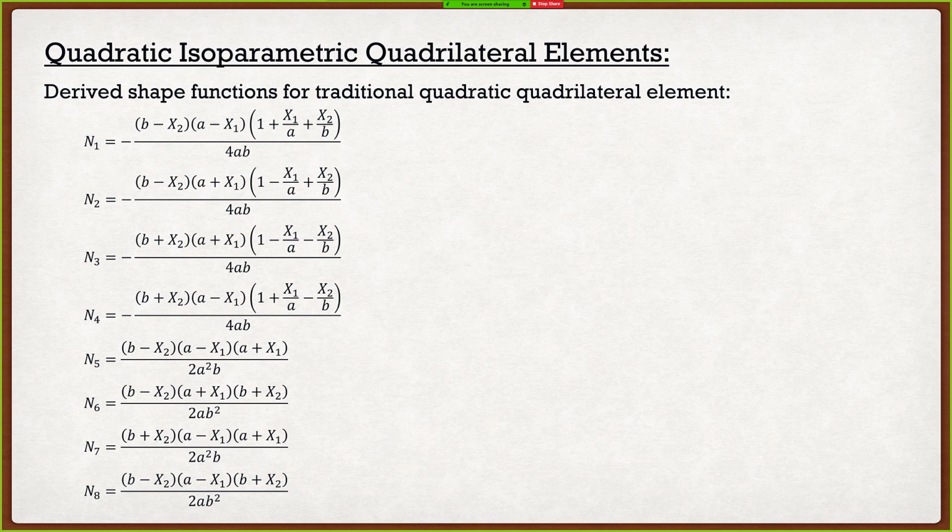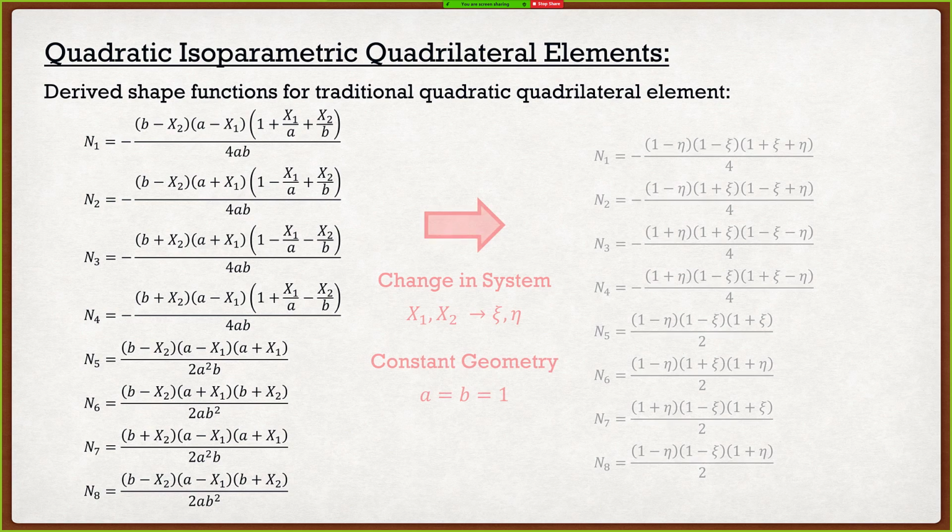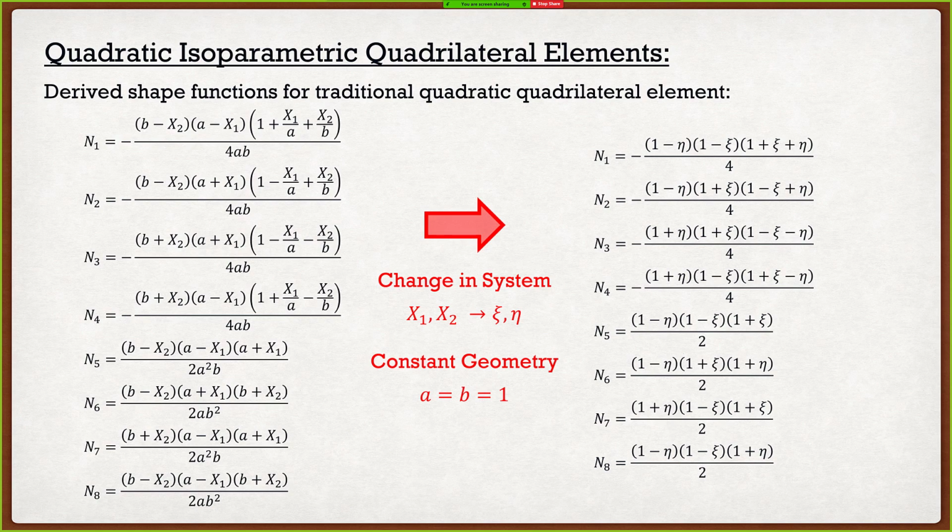We said before that our shape functions for a quadrilateral element were given as follows. But that was for a rectangle with a base of 2a and a height of 2b. What's nice in our natural coordinate system is that a is equal to 1 and b is equal to 1. So all I need to do is substitute that in, as well as change x1 for z and x2 for eta, and I now get the following shape functions.